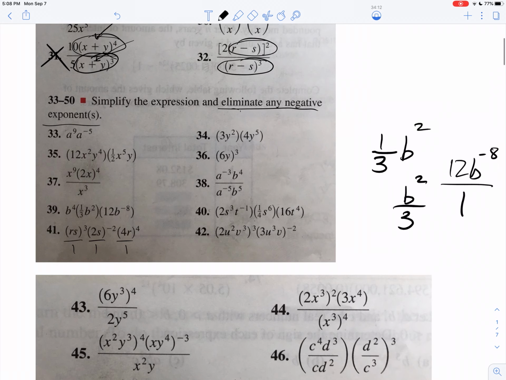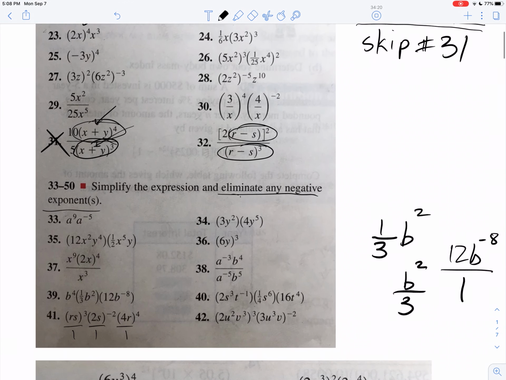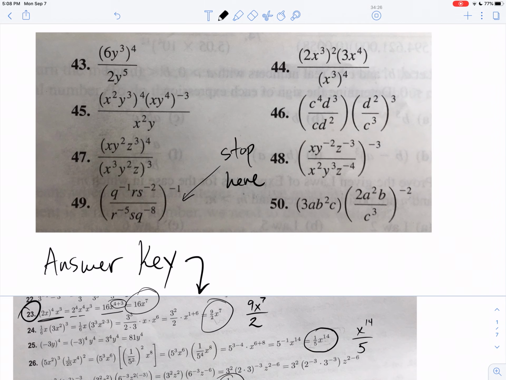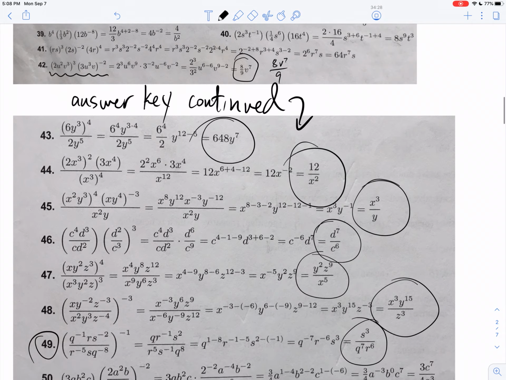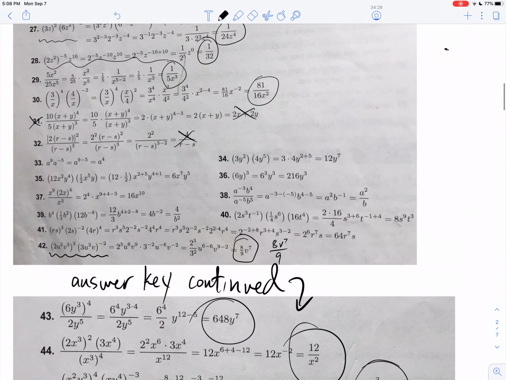So once again, what do I want you to do? 23 to 49 odd, skip number 31 because 31 has binomials. We'll talk about that later. And check your answers as you go. And always remember, if you get stuck, ask. I will help you out. And then answer key, you can pause it, take a picture of it, etc.